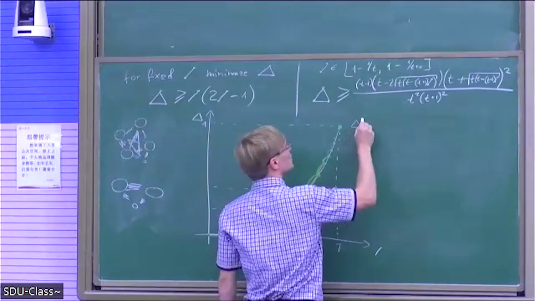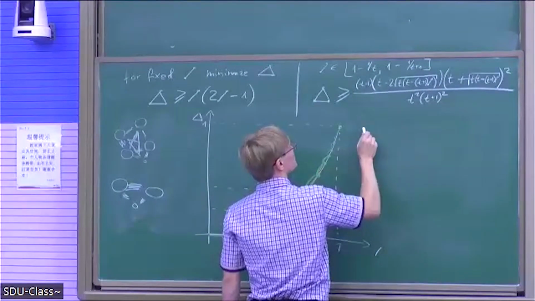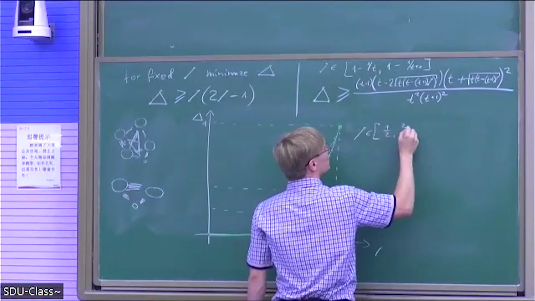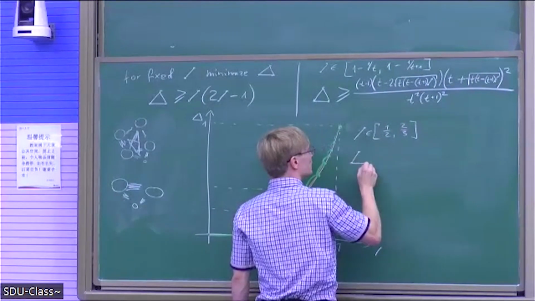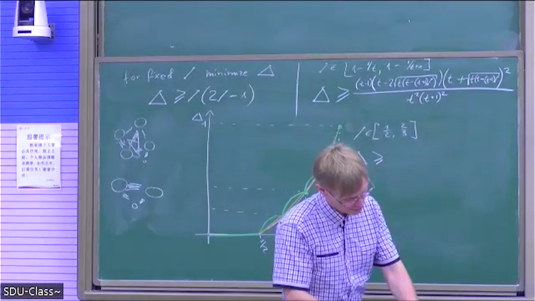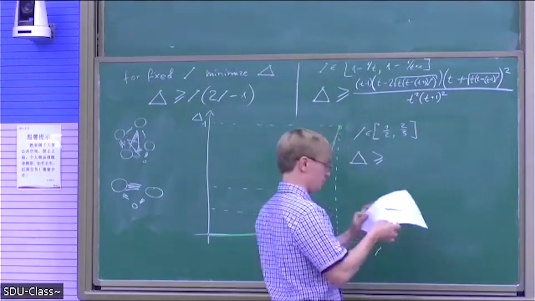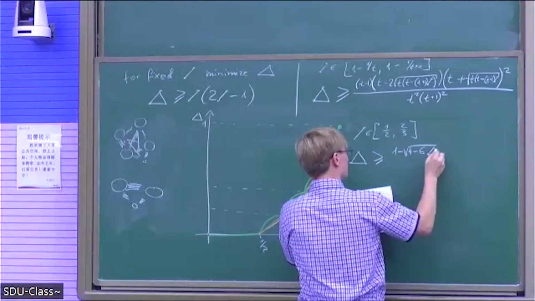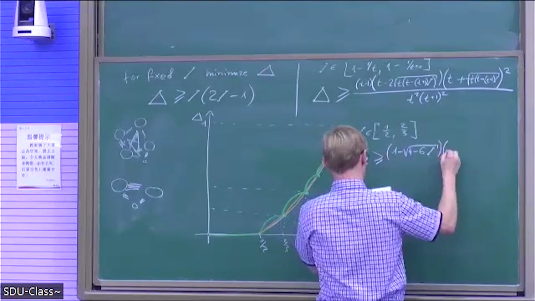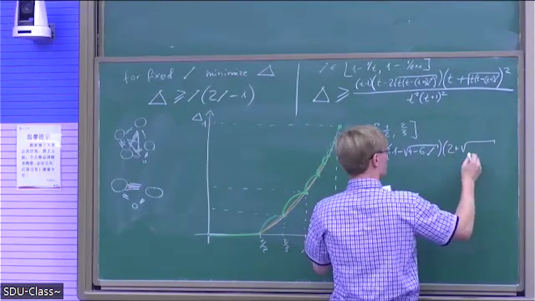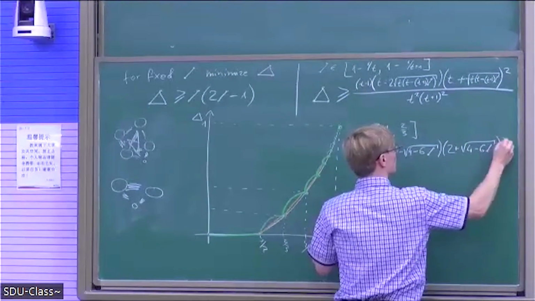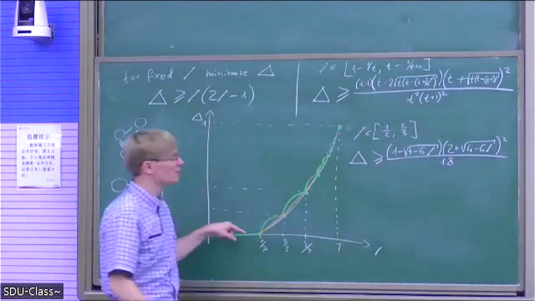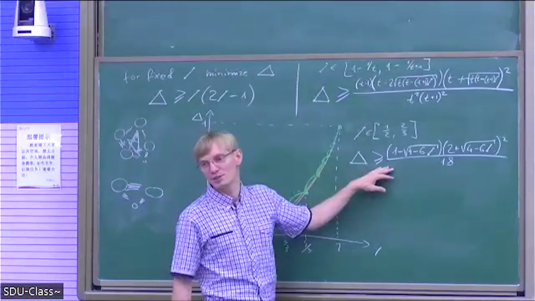So I want to convince you that if my edge density is in the interval 2/3, then the triangle density is at least 1 minus square root 4 minus 6 times edge density multiplied by 2 plus square root 4 minus square and divided by 8. And so even in this first interval, the function is quite ugly.